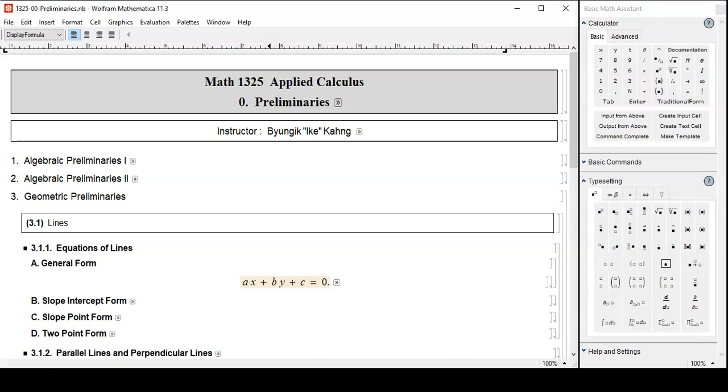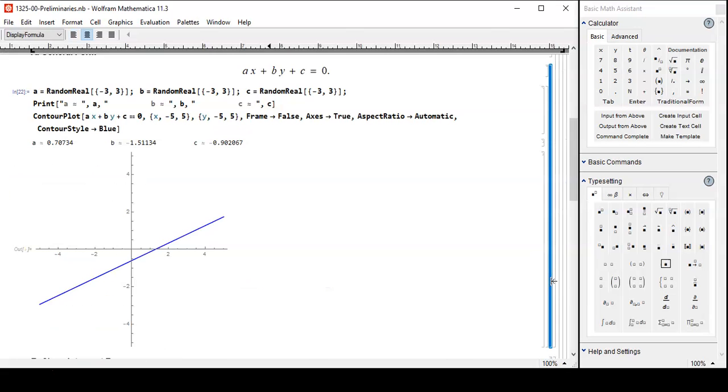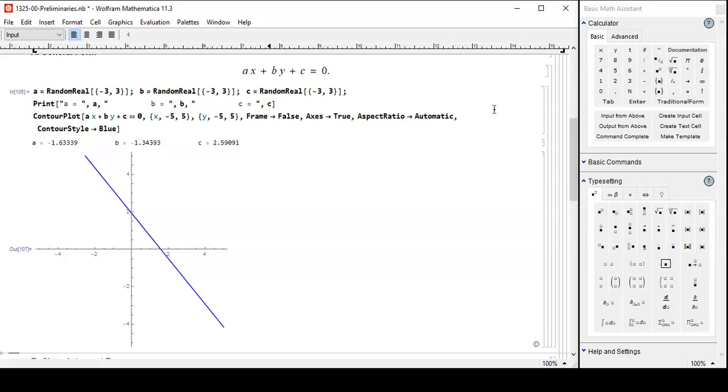The general form, ax plus by plus c equals 0, or flip this one to the other side and express it as ax plus by equals some number. Either way is a general form. Here's a visualization, and this program is randomized, so you can run it again, and you're going to get something a little bit different. You have all those A, B, and C values.